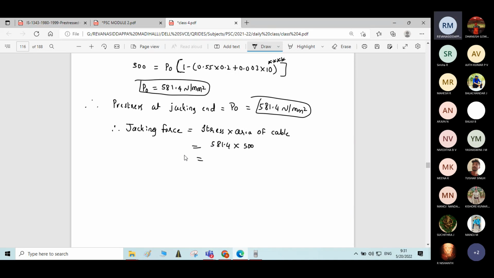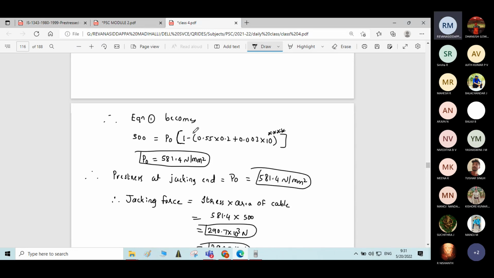Okay, jacking force is, if you calculate, it is 290.7 into 10 power 3 Newton. In terms of kilonewton also you can put the answer 290.7 kilonewton. So to this, the first question is over. We have solved the first question.